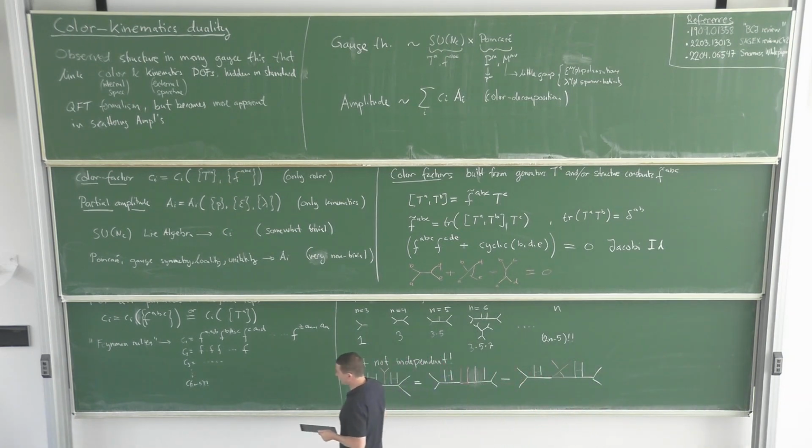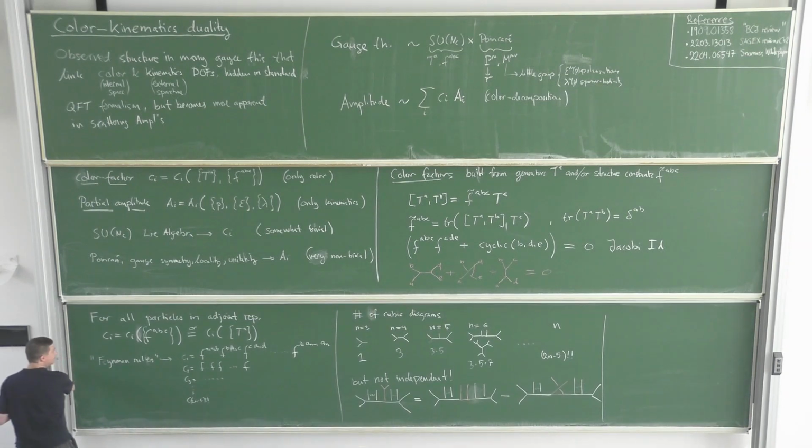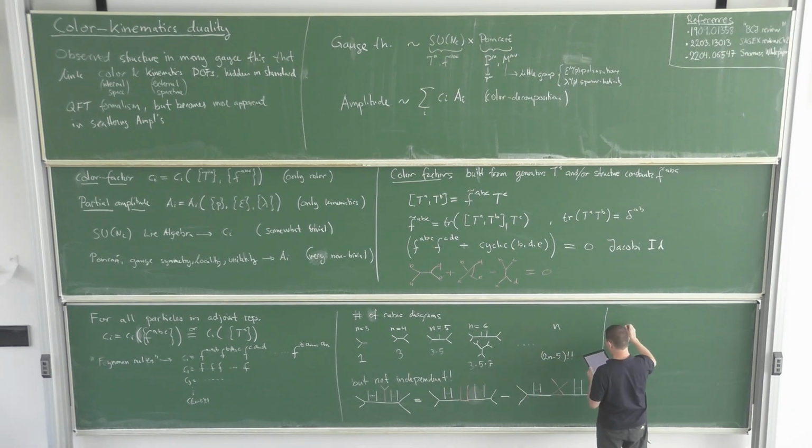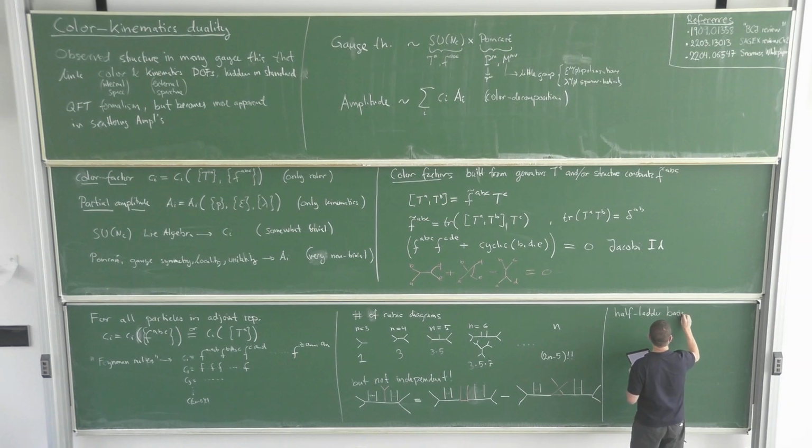So you can convince yourself that this is a systematic way of eliminating all redundant color factors and putting them in a basis. And this basis is called the half-ladder basis. I'm not sure I'm going to fit much here, but let's try. So this is the half-ladder color factors.